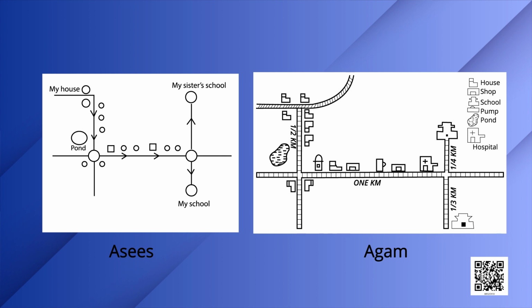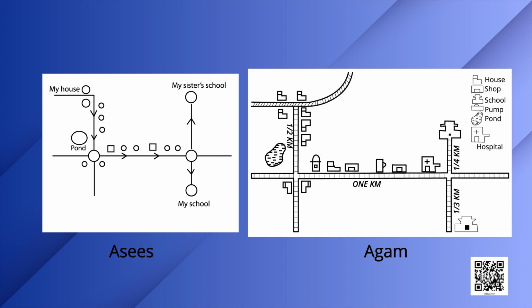They are showing the route from their house to their different schools. Now according to you, which is a better map? First one or the second one? Yes, second one, because it is using different symbols for different landmarks. He has used longer line segments for longer distances and shorter line segments for shorter distances. That is, he has drawn the map to a scale.